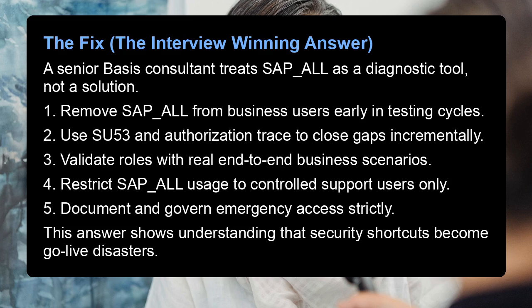The fix, the interview-winning answer. A senior basis consultant treats SAP_all as a diagnostic tool, not a solution. 1. Remove SAP_all from business users early in testing cycles. 2. Use SU53 and authorization trace to close gaps incrementally. 3. Validate roles with real end-to-end business scenarios. 4. Restrict SAP_all usage to controlled support users only. 5. Document and govern emergency access strictly. This answer shows understanding that security shortcuts become go-live disasters.